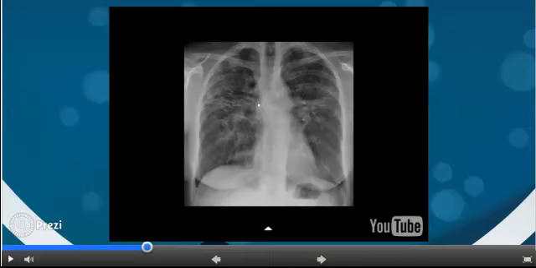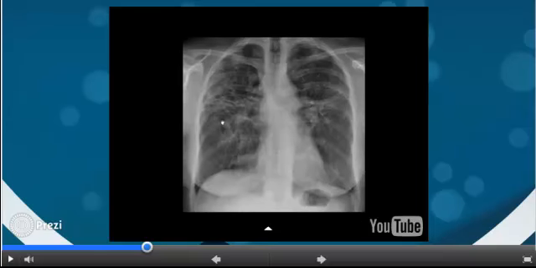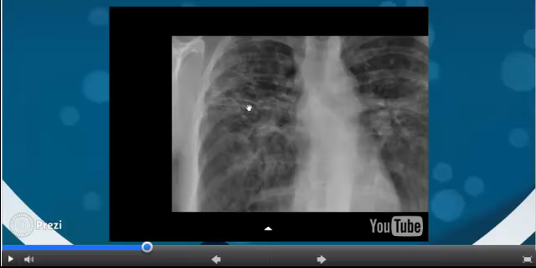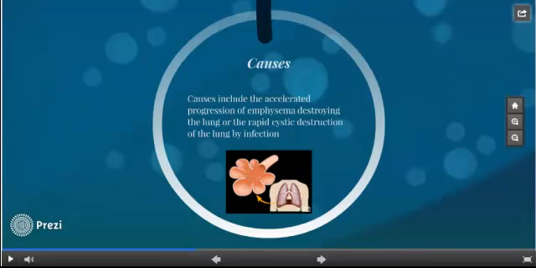enlarged lymph nodes. You can see abnormal opacities in both lungs here as well, and there is an abnormal lucency here and in this area, and most probably in this area as well. Causes include the accelerated progression of emphysema destroying the lung or the rapid cystic destruction of the lung by infection.